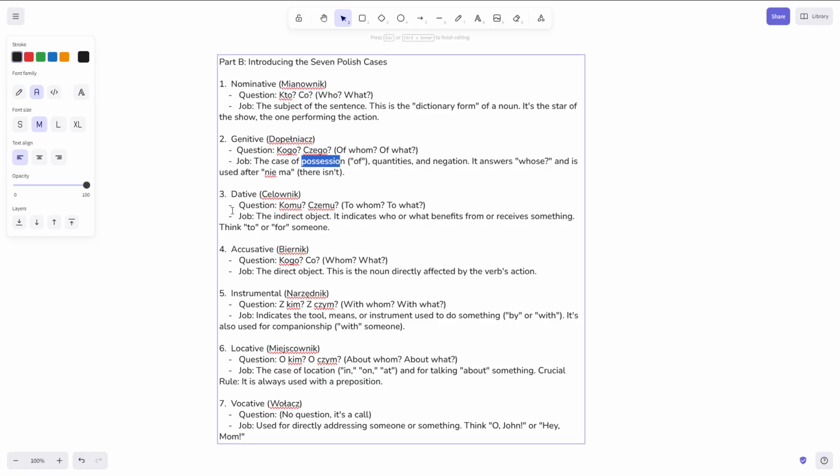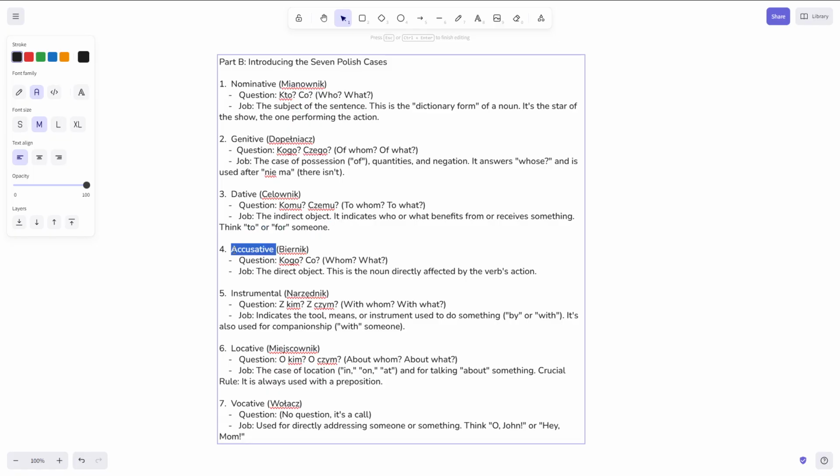Great. Then we have dative, I think it's pronounced in English, celownik. So not of whom, of what, but to whom, to what. So who or what benefits from or receives something, okay? So to whom am I giving this gift or this apple, or to what am I giving or doing that, okay? So always think to or for someone.